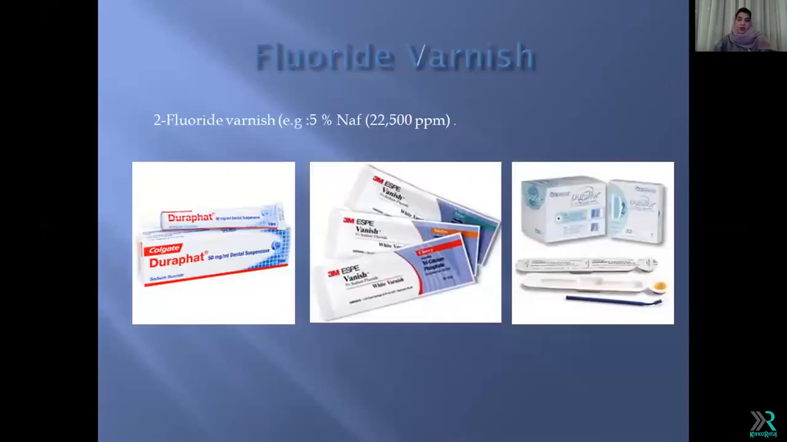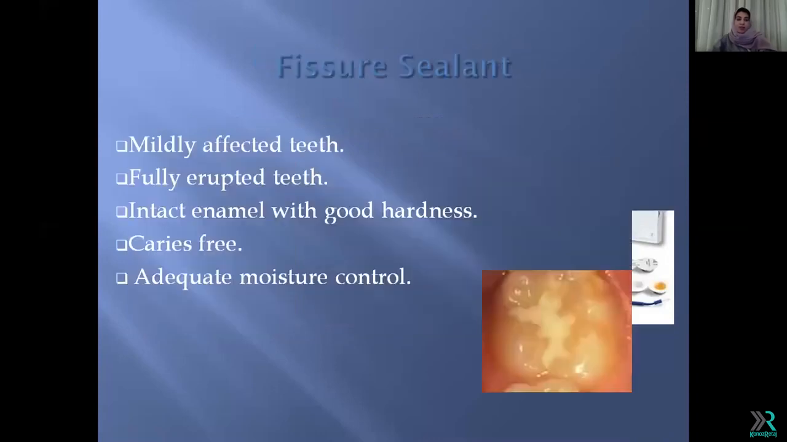Fluoride varnish is considered the richest source of professionally applied fluoride; the 5% sodium fluoride contains 22,500 parts per million of fluoride. The fissure sealant can be applied in mildly affected teeth when fully erupted and adequate moisture control can be achieved, when the teeth show intact enamel with good hardness and are caries-free.